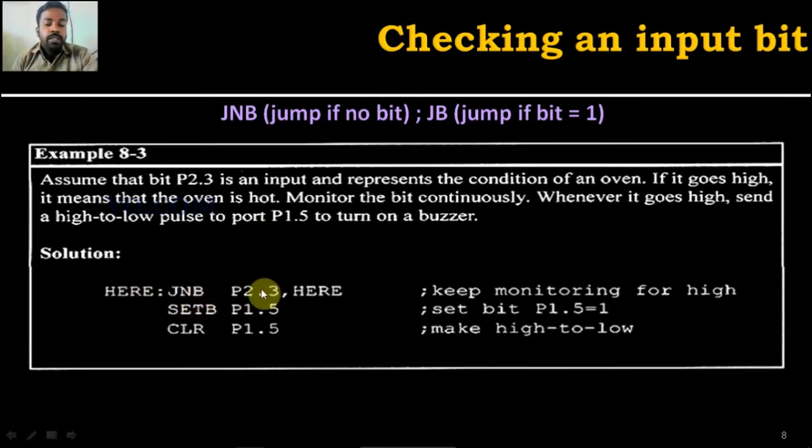Here, jump no bit port 2.3. When will this loop break? When port 2.3 becomes logic 1, at that time the loop will break.